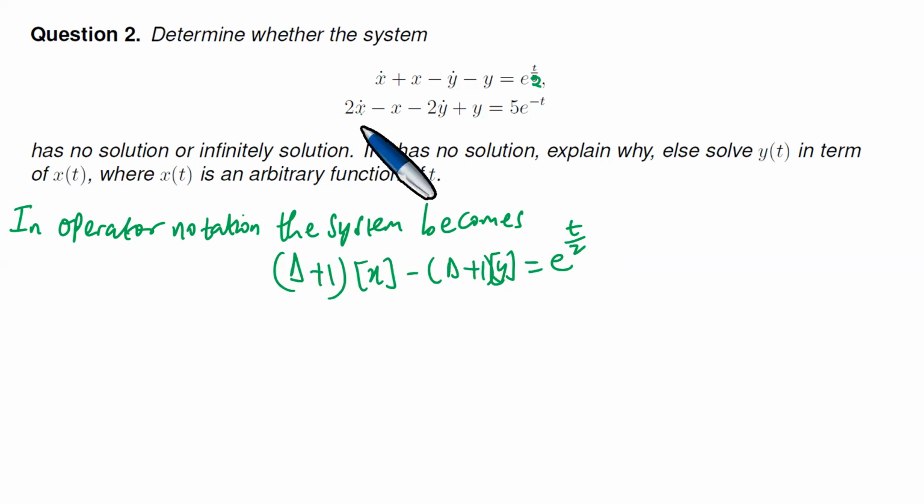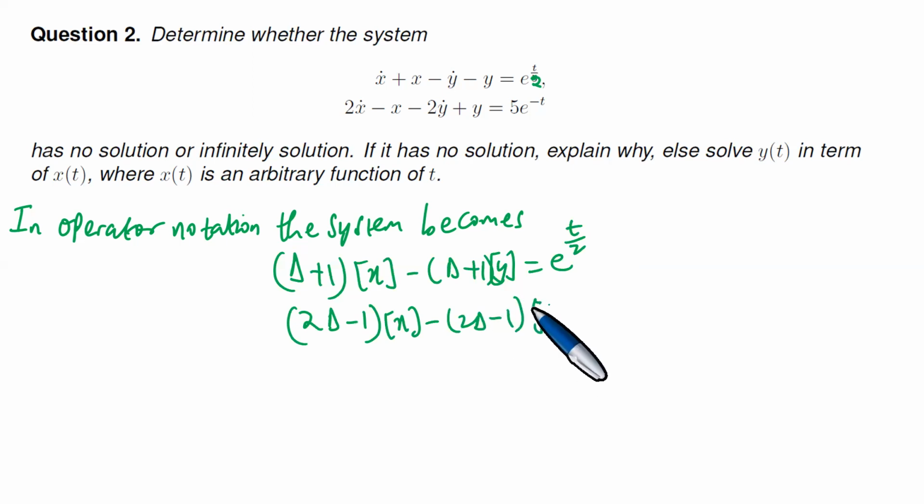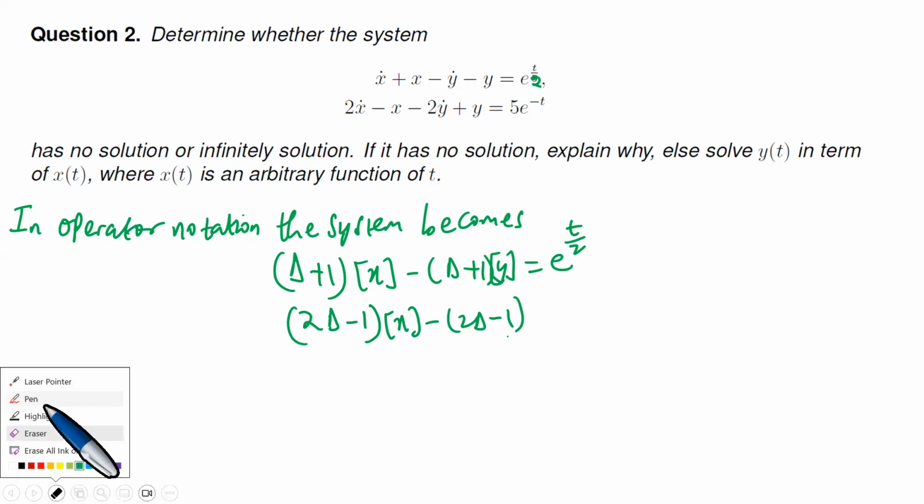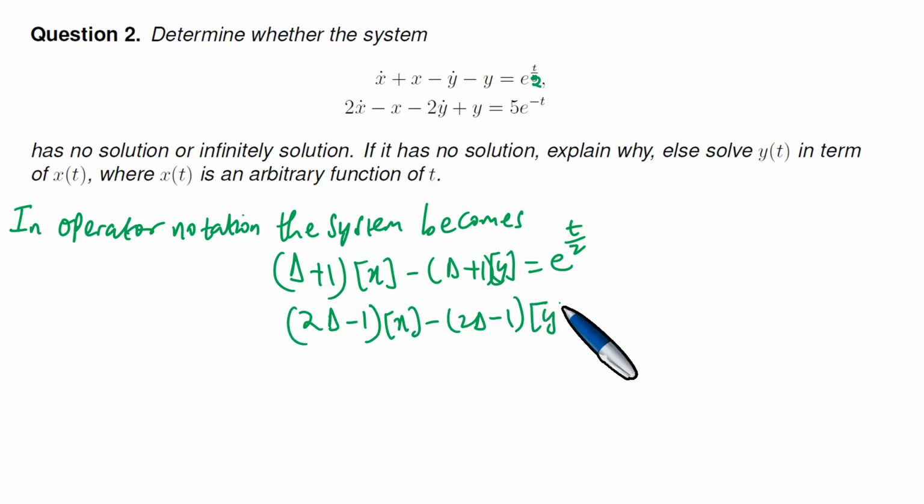Right, obviously this one here becomes twice (D minus 1) into x, minus twice (D minus 1) into y, and this is equal to 5e to the minus t. Okay, so we've written this in operator notation.